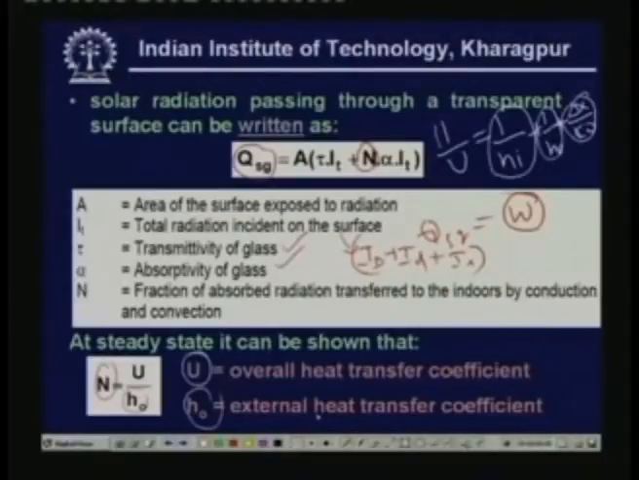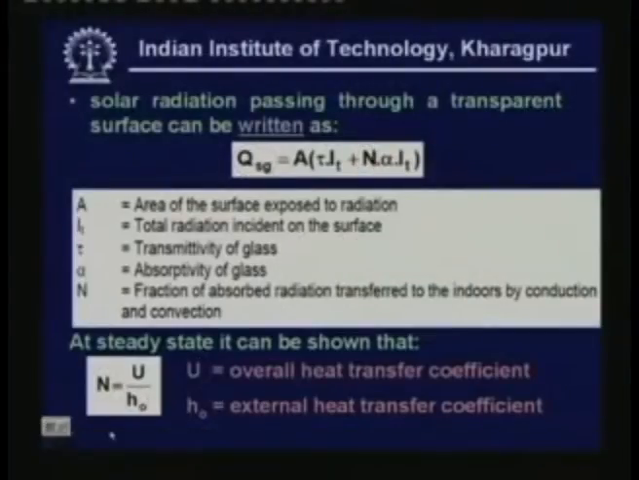So if you know the overall heat transfer coefficient, external heat transfer coefficient, properties of the glass, and if you can estimate the total radiation incident on the surface as we have shown in the last example, you can calculate what is the solar energy transmitted to the building through fenestration.